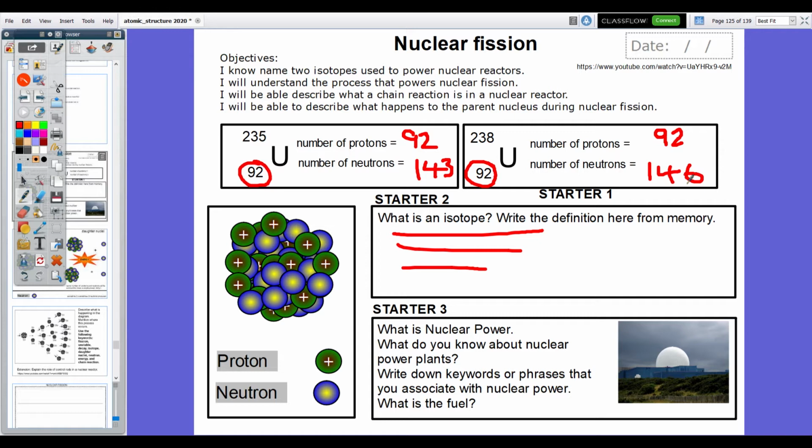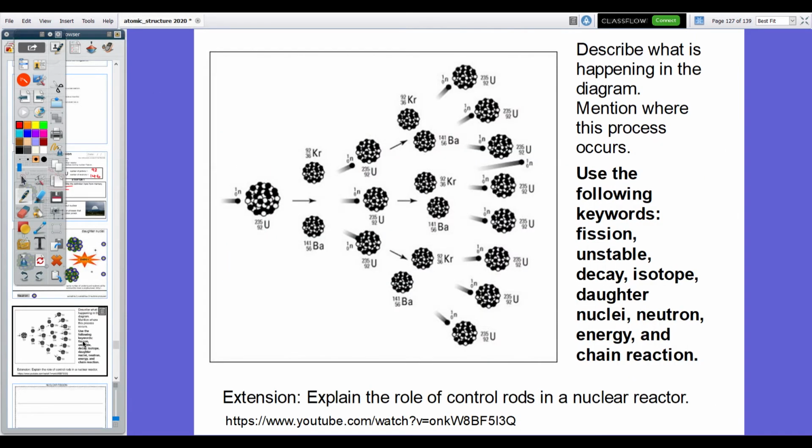Now, if I was in my lesson now, I'd probably have a little chat about nuclear power and what we know about it already. But I am just going to move on now and explain a little bit about what this is and how nuclear power stations work.